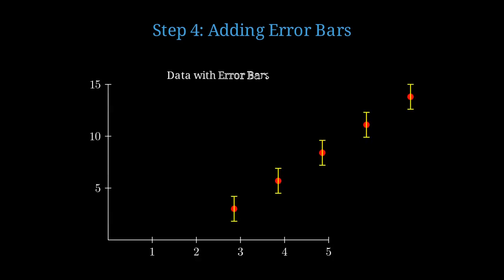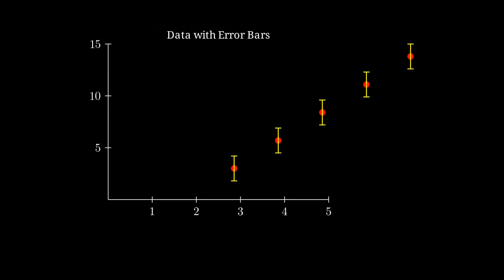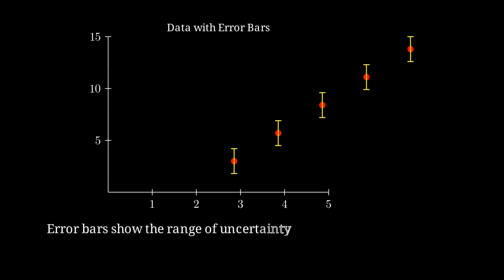Step 4 is adding error bars to our plot. Error bars visually represent the uncertainty or variability in our measurements. Here's our plot with error bars shown in yellow. Each vertical bar extends above and below the data point, typically by 1 standard deviation or standard error. Error bars show the range of uncertainty in each measurement. Larger error bars mean more uncertainty, smaller ones mean more precision.